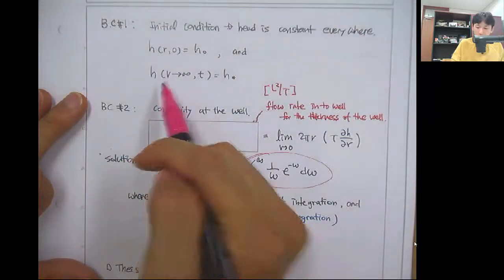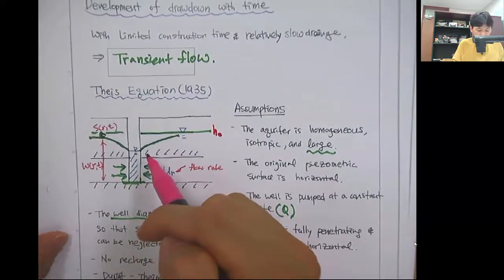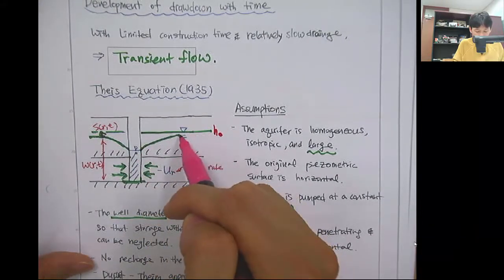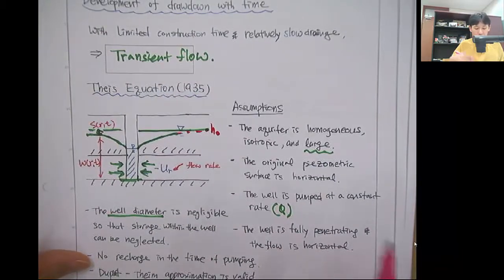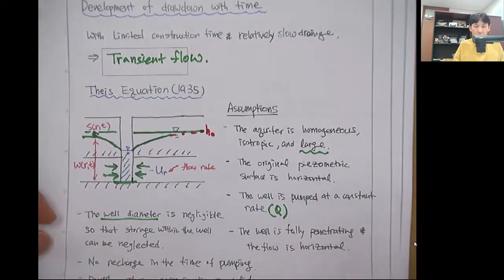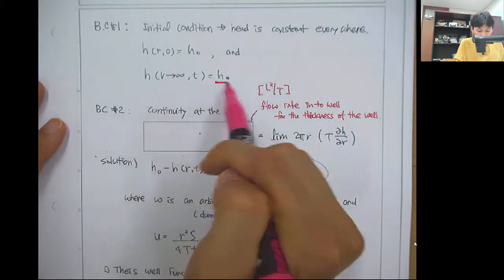And when the r is sufficiently far from the well, so that the r is somewhere here, further than the influence range, then the piezometric surface is h naught, regardless of time.